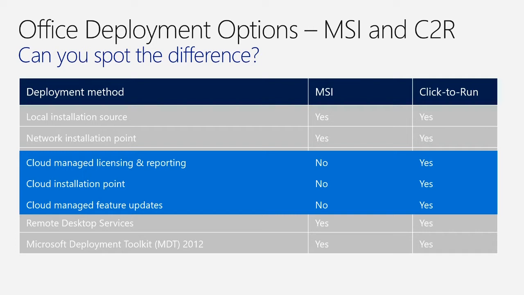The other thing is you get that cloud installation point option. So if I don't have an infrastructure in the environment, or I want to start limiting that on-prem infrastructure, like file share locations and distribution points that are starting to go down, I can actually leverage Microsoft's cloud environment, right? So our Microsoft CDN.